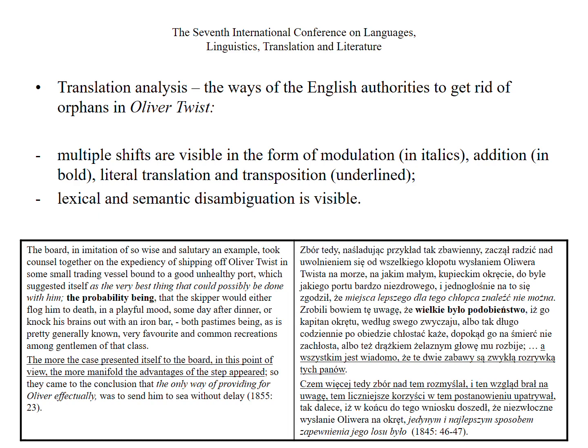Another sample is about the ways the English authorities tried to get rid of orphans in Oliver Twist. The shifts visible are in the form of modulation in italics, addition in bold, literal translation and transposition underlined. This time the translator tried to adhere to the source text on the one hand, but on the other, in parts, especially the part at the bottom of the target text, tried to use some explanation, paraphrase, to clarify the meaning to the Polish reader.